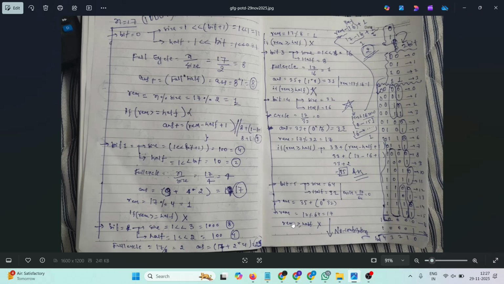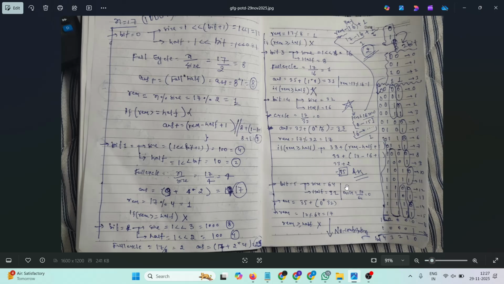And if you talk about the remainder also, when the number becomes less than half, then that automatically becomes 0, so this is also not contributing. So up to now 32 is not going to be contributed. Now the thing is how we are using this one: remainder minus half plus 1.